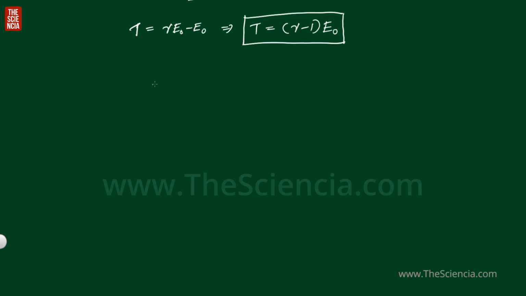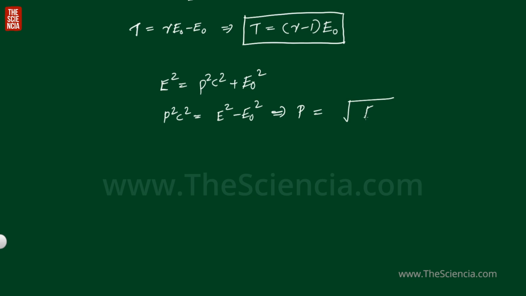And we have one more expression for this energy, that is E square equal to P square c square plus E0 square. So from this equation we can find P square c square, which will be equal to E square minus E0 square. And from this we can find the value of P, that is equal to root of (E square minus E0 square) by c. So we got the momentum P of the particle, and so we can find the de Broglie wavelength.